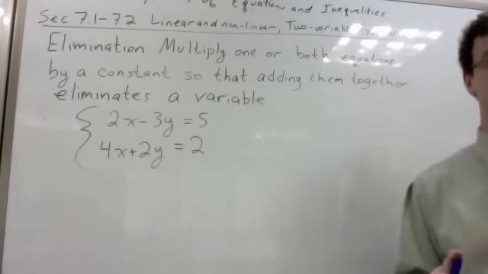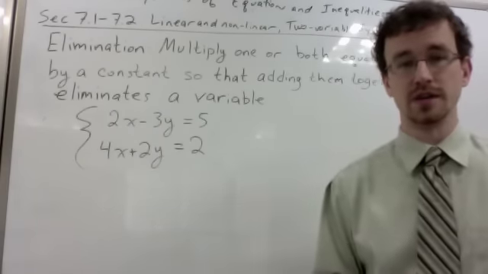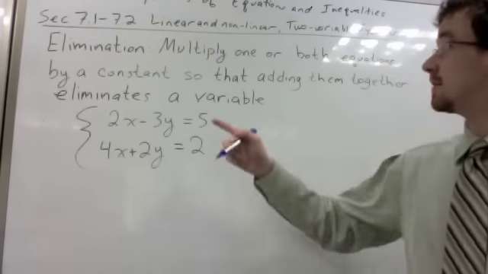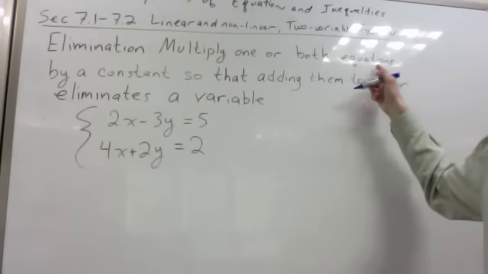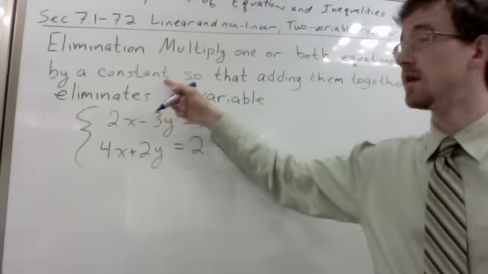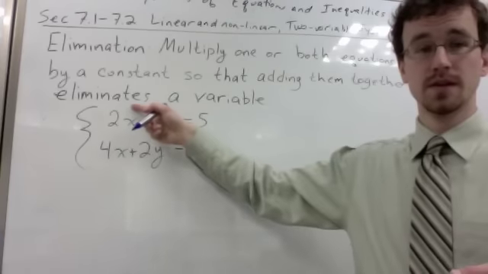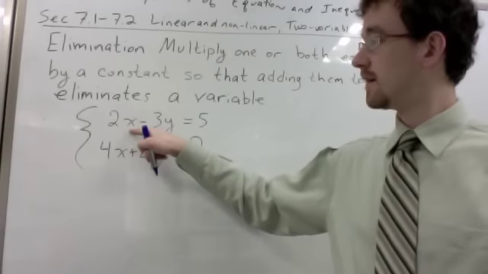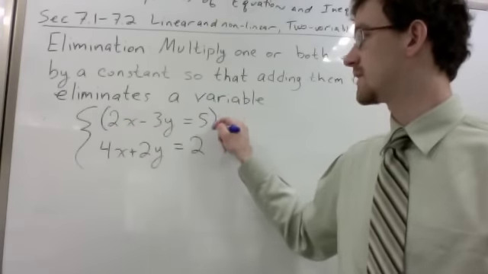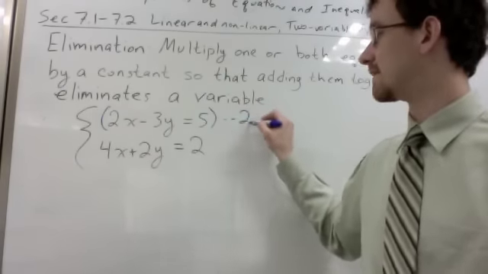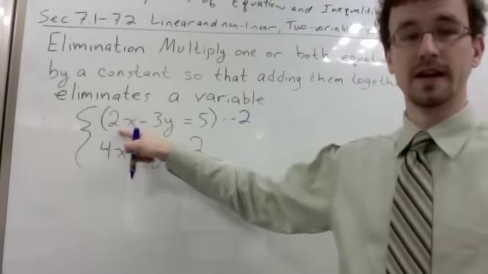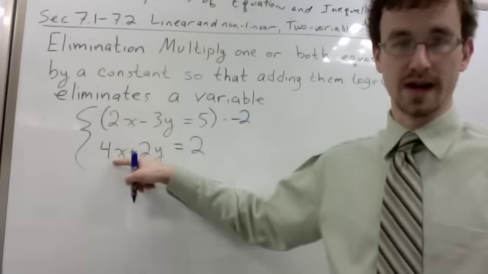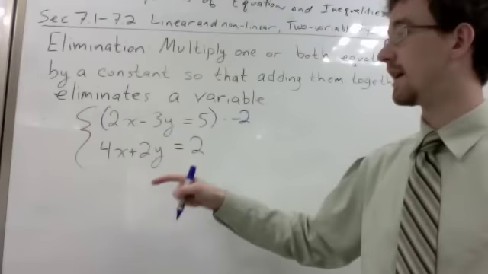Our second method for solving systems is called elimination. When we use elimination, we eliminate one variable by multiplying one or both equations by a constant and then adding them together so that only one variable remains. Looking at these two, we can see that if we multiply this first equation by -2, then we will get -4x here, which is the opposite of 4x, so that when we add them together, we only have y left.